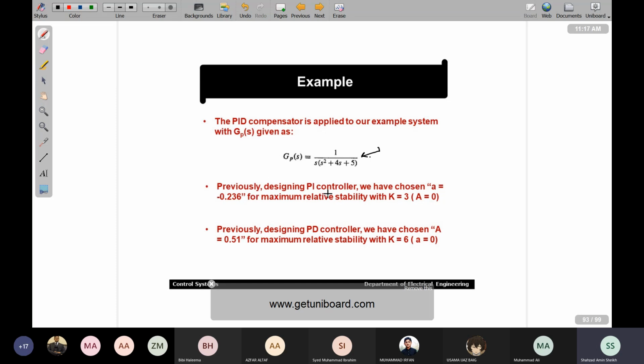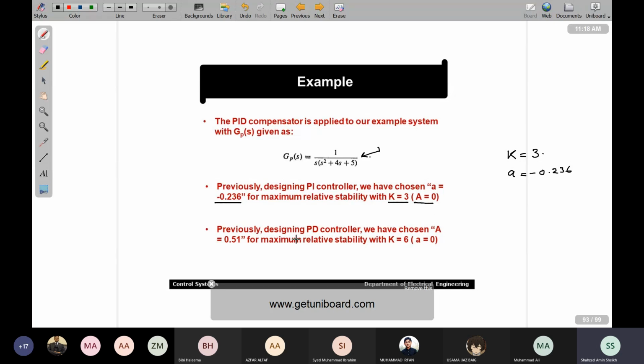So previously designing PI controller, we had chosen small a is equal to minus 0.236, and for maximum relative stability with k is equal to 3, and of course a is equal to 0. So that's the situation for PI compensator, जिसमें k जो था that was equal to 3 and small a was equal to minus 0.236 for maximum relative stability.